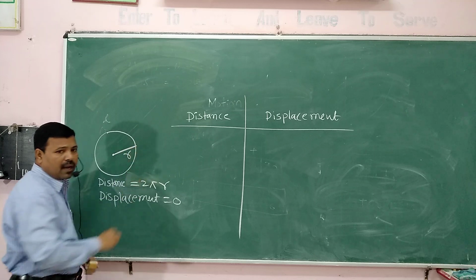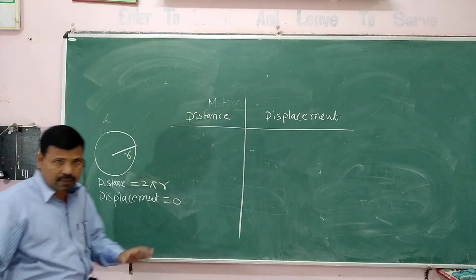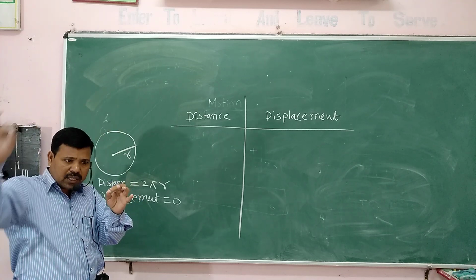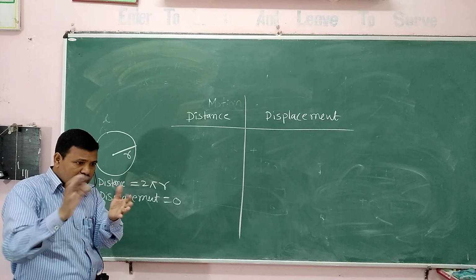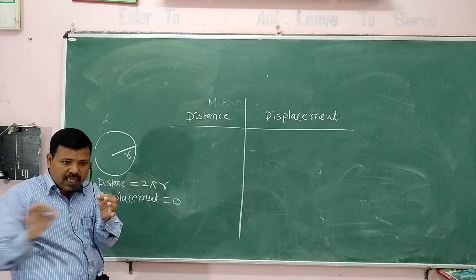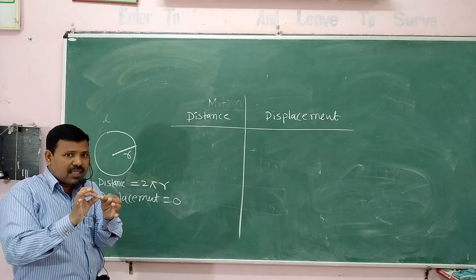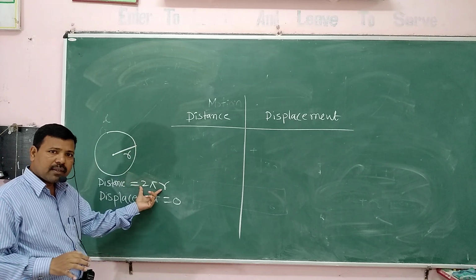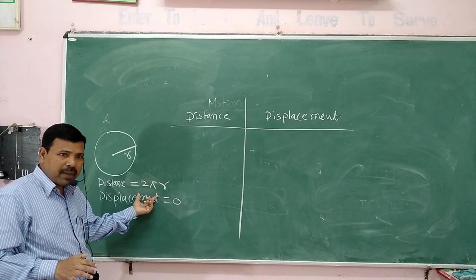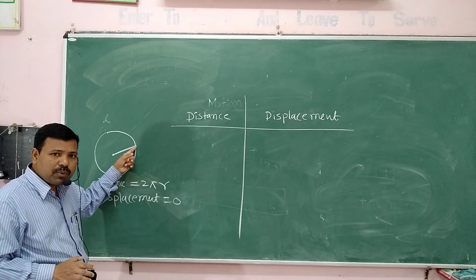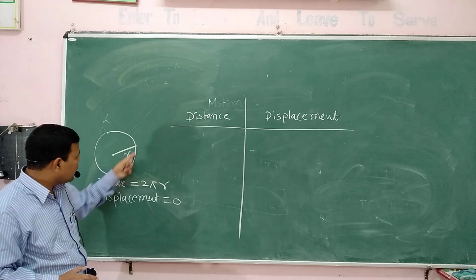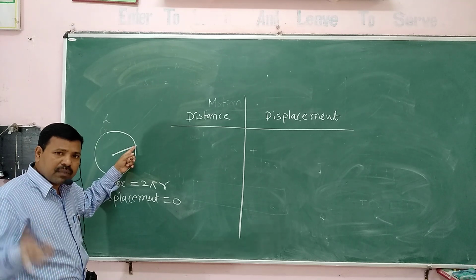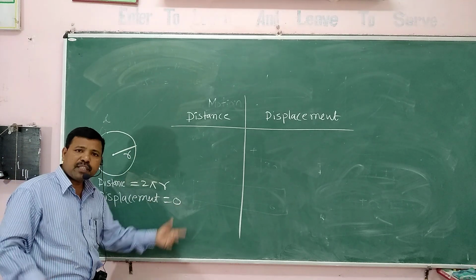From here to here is r. The task is very simple here. There is an insect. It completes one circle, one round. What is its distance? The circumference of the circle is equal to the distance covered by the insect. The circumference of the circle is 2 pi r. So distance is 2 pi r. Displacement is the shortest distance between initial point and the final point. Since both are the same, displacement is 0.